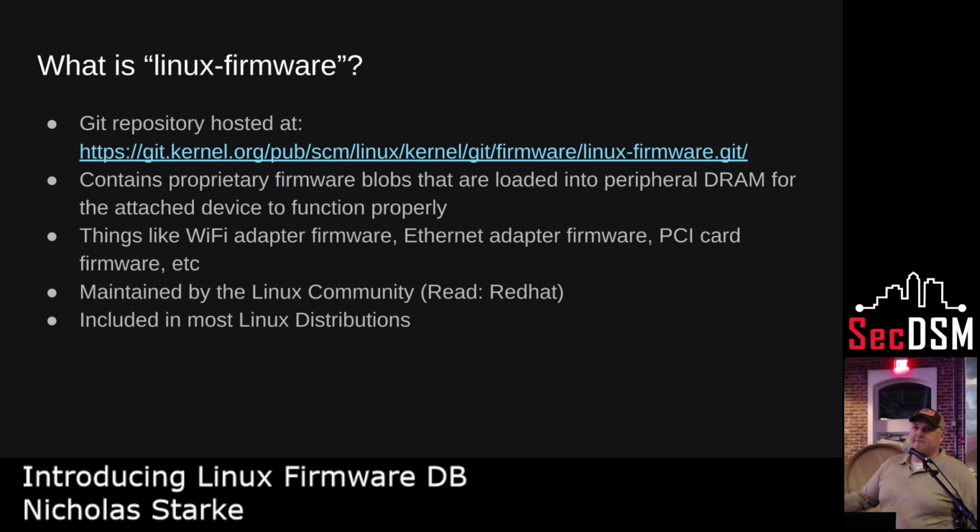Like when you plug a Wi-Fi dongle or an Ethernet PCI card into a computer, a lot of times it requires firmware to run and operate normally. And that firmware is loaded into the component peripheral DRAM at runtime or whenever the device becomes available. So basically, the kernel sends over the PCI bus these files in this repository. It gets loaded into DRAM on the card, and that's how the card knows what to do. It's the instructions that power the card and allow it to function like it should.